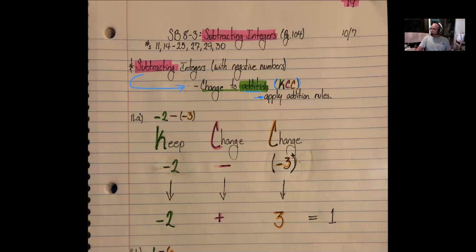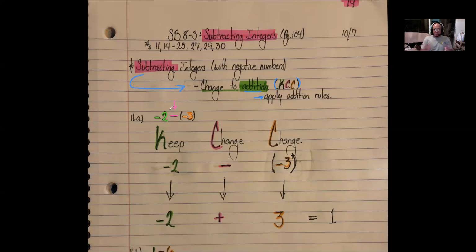Let's do the first problem in our assignment today, which is -2 minus -3. And so again, ladies and gentlemen, as you can see, we are subtracting. That is very important. If we're not subtracting, then we cannot do this.